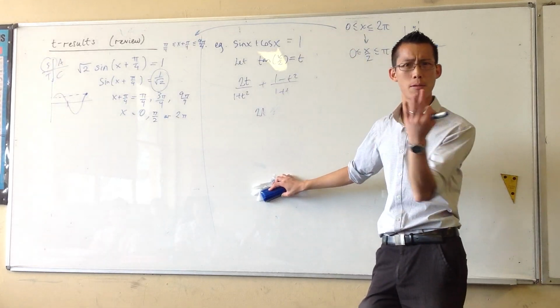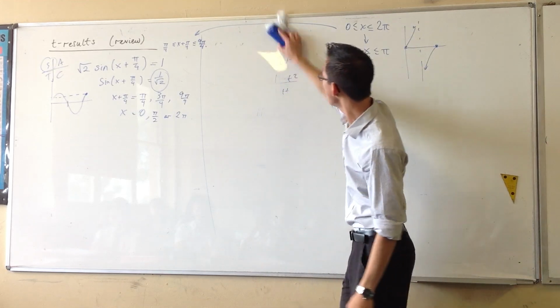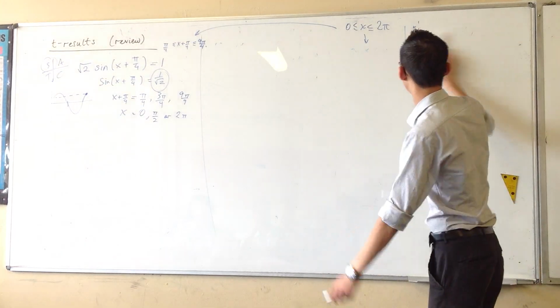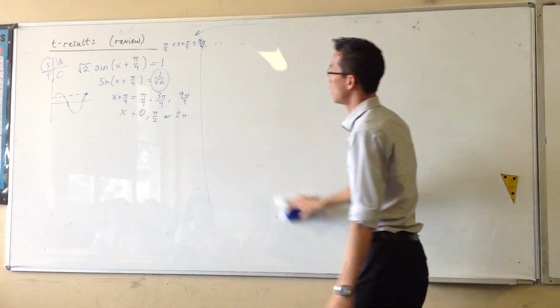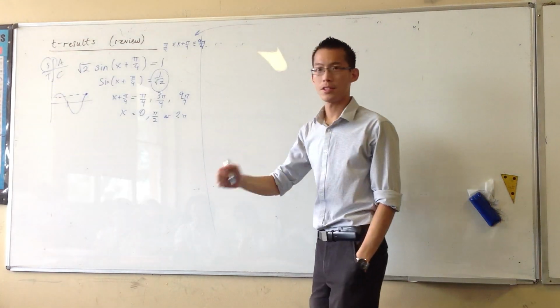Our three approaches are, number one, t-results, number two, auxiliary angle. The third one I'm going to call by identities. You'll see why in a second. If you've got subheadings on each of these, make another one. I'm going to leave that there. So, this is number 3.